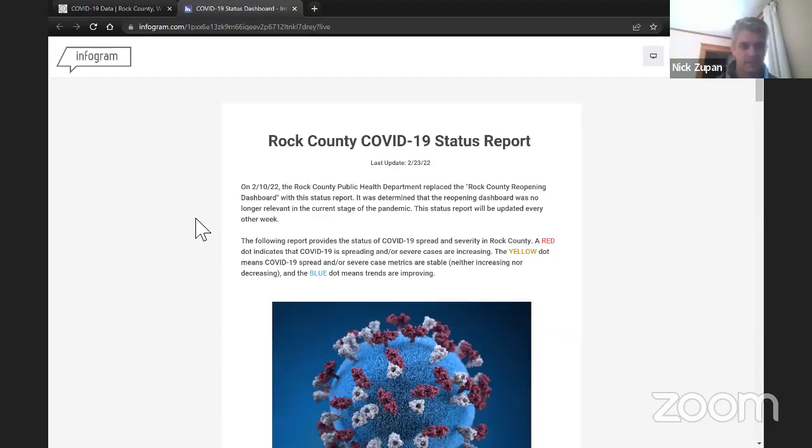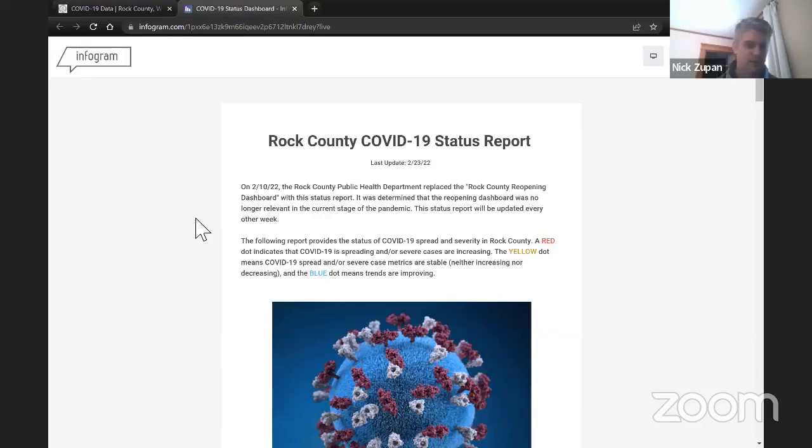We did change our color scheme. We had used a stoplight system of indicating whether things were moving in the right direction, but we transitioned to blue because it is a more friendly color for those of us who are colorblind. So you'll see that the color schemes are now red, yellow, and blue instead of red, yellow, green.